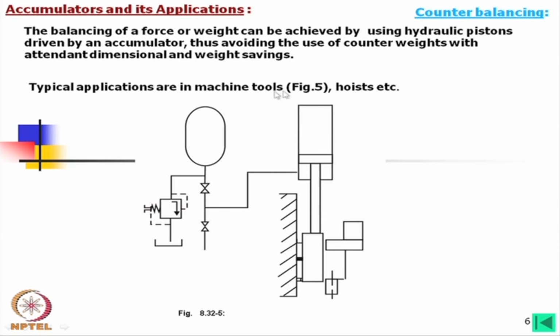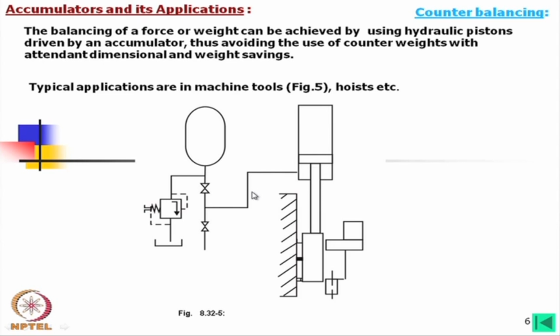Typical applications are machine tools and hoists, I would say small hoists, not big hoists. Now, in that case, the pump is not shown, but there is one stopcock, not a non-return valve. This is just to show the schematic diagram. It can be replaced by a non-return valve also. We find the relief valve is here from the accumulator side, and then it is connected to this side.